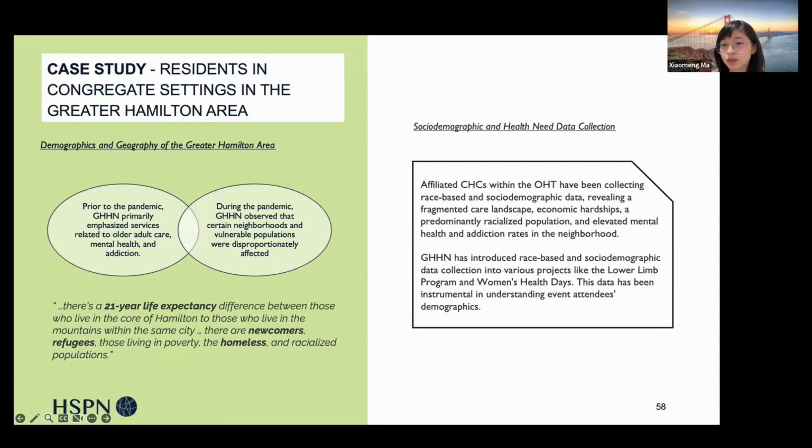First, it was shocking for us to find the high deprivation rate, the big difference in life expectancy, and the poor healthcare access of those who live in the residential care facilities in the Greater Hamilton area. To improve the situation, the Greater Hamilton Health Network, OHT, has introduced race-based and social data collection into various projects they developed, like a lower limb program and the Women's Health Days.